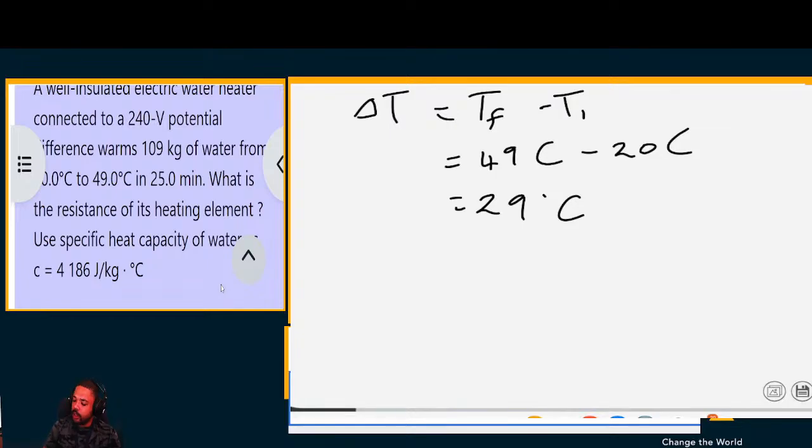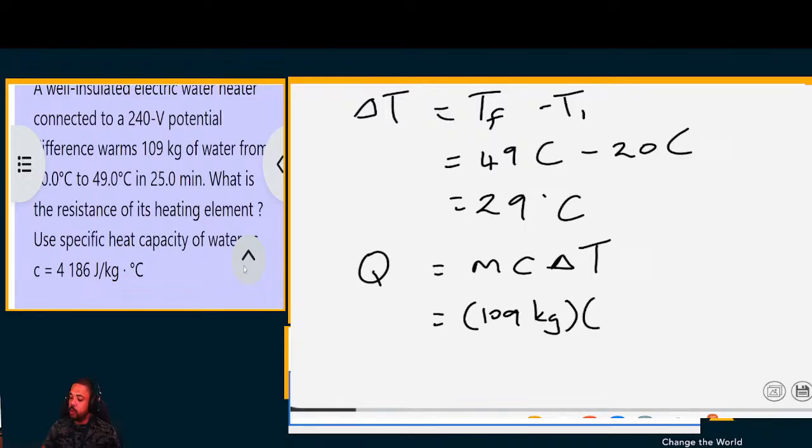Now using this change in temperature, we can calculate the energy that is being used by this water heater, the amount of energy used by the water. In other words, that should be the same amount of energy that is created by the element. So the amount of energy used by the water is just mass times specific heat times the change in temperature. The mass, we are told, is 109 kilograms of water. The specific heat of water we have been given as 4186. Did I just remember that correctly? Yes, I did. I'm not going to write in the units, I might not have space at the end. And then finally, the change in temperature is 29 degrees Celsius, which we just worked out.